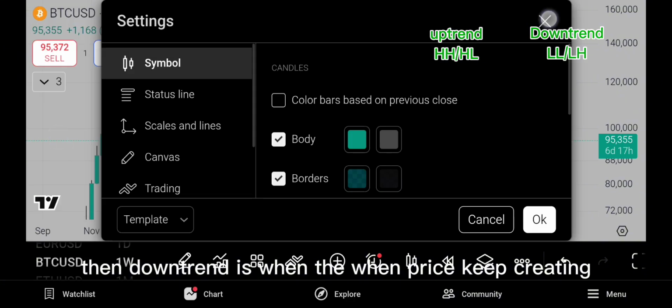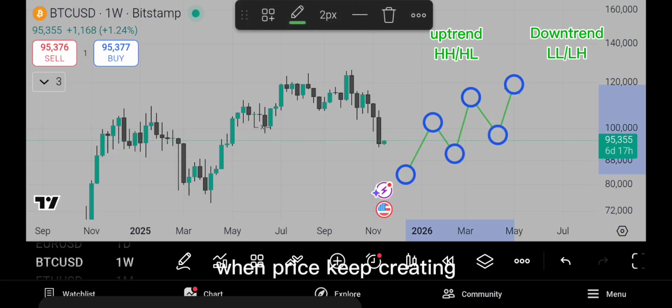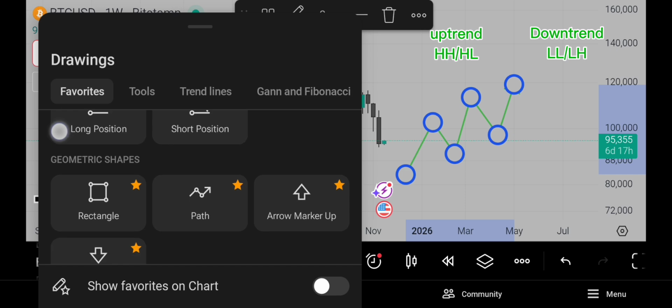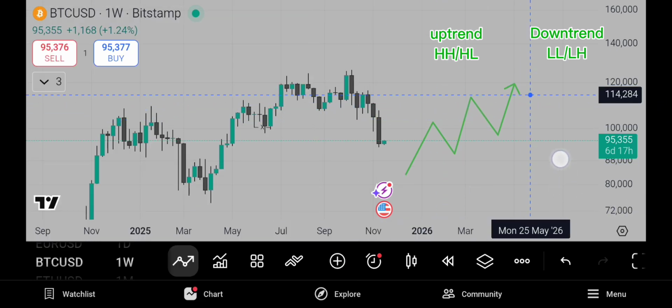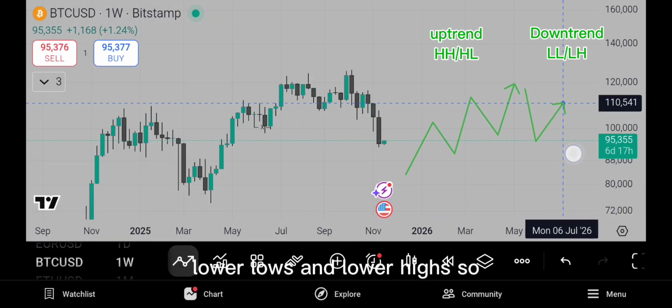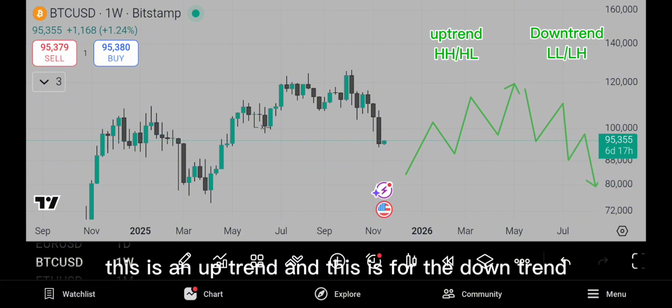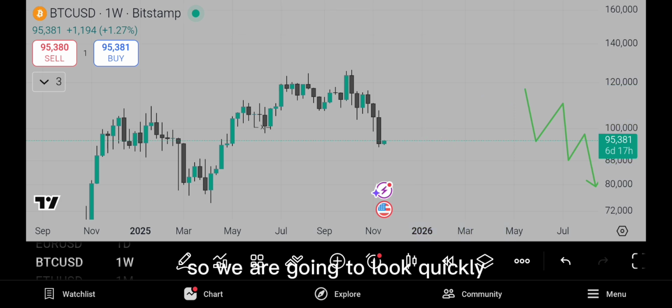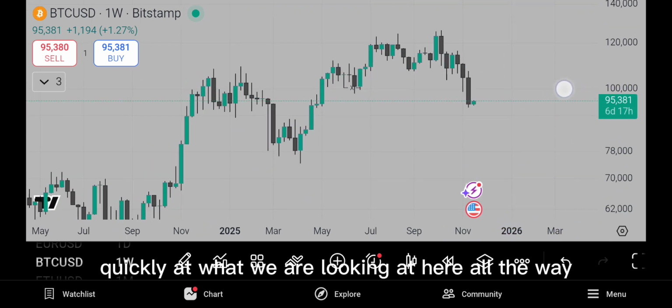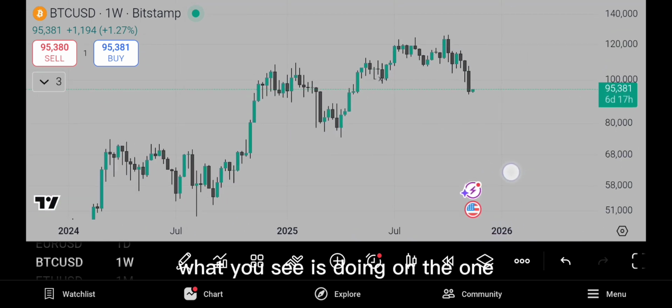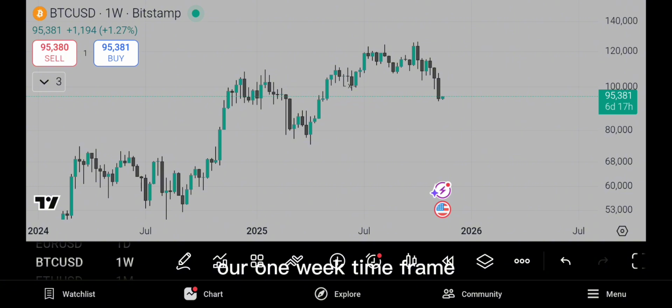Then a downtrend is when price keeps creating lower lows and lower highs. So this is an uptrend and this is the downtrend. So we are going to look quickly at what we're looking at here. What does it look like BTC is doing on the 1 week time frame?